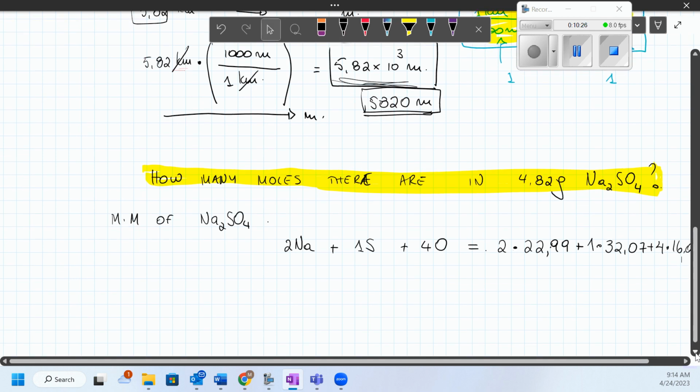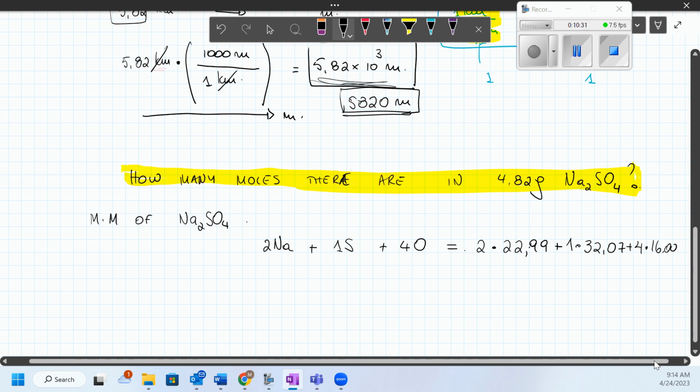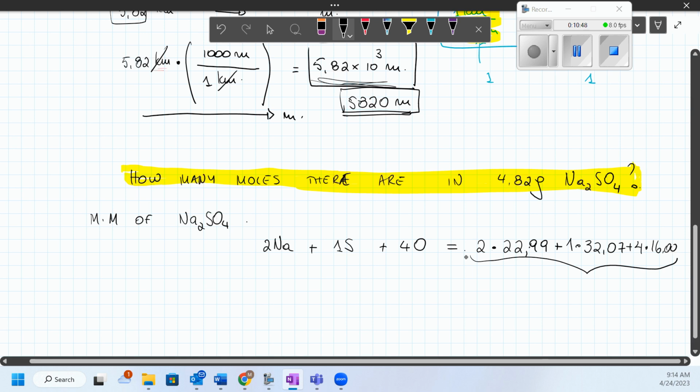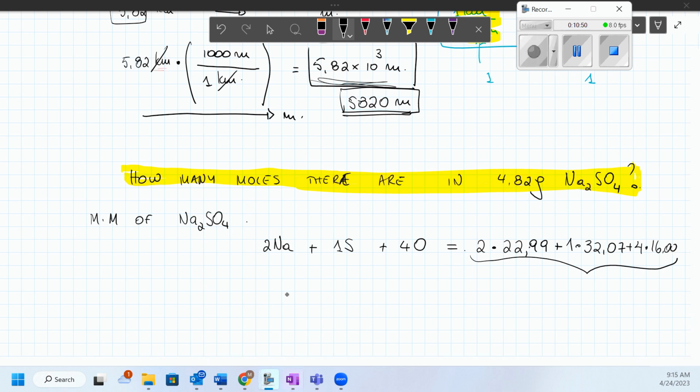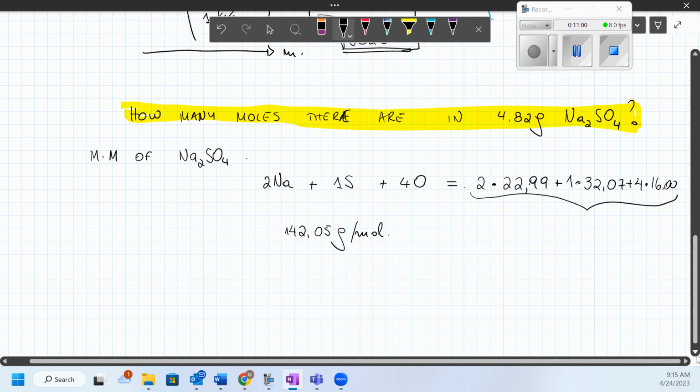Always write the 00, even though it looks redundant when we enter it into the calculator, so that you are indicating, if this is a written response, that you are taking into consideration significant digits. Enter this in your calculator as you see, and then you will find the molar mass. So the molar mass is 142.05 grams per mole. Remember what I said, that the units for molar mass are grams per mole?